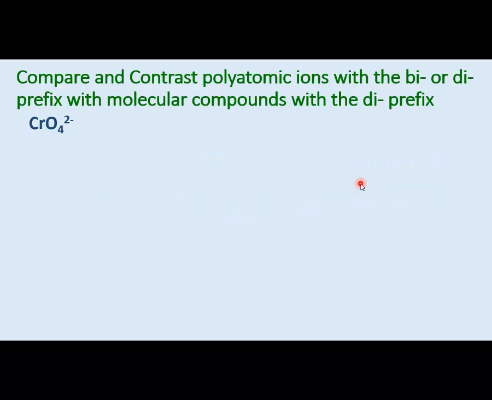Okay, so let's compare some different polyatomic ions that would have the bi or the di prefix here. First of all, this is an interesting polyatomic anion because it has a metal as part of the formula of the polyatomic ion. So you need to learn that the name of this species, when there's chromium and 4 oxygens and a 2- charge, is the chromate ion.